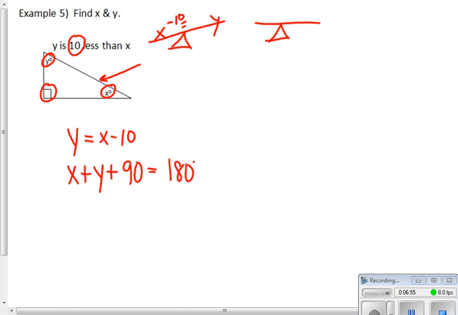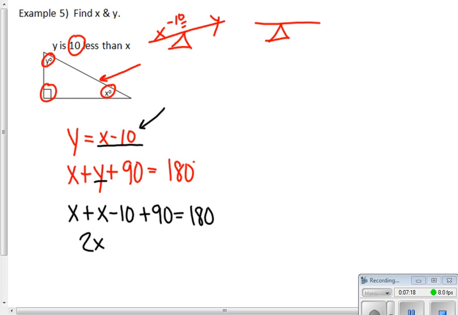Well, what's nice about substitution here is we already know that y equals x minus 10. So here's y. That's where we're going to substitute. So we have x plus, in for y, well, we know y equals x minus 10. Finish off your equation. Plus 90 equals 180. Combine your like terms. 2x, combine them. Negative 10 and positive 90 are going to give us plus 80 equals 180 degrees.